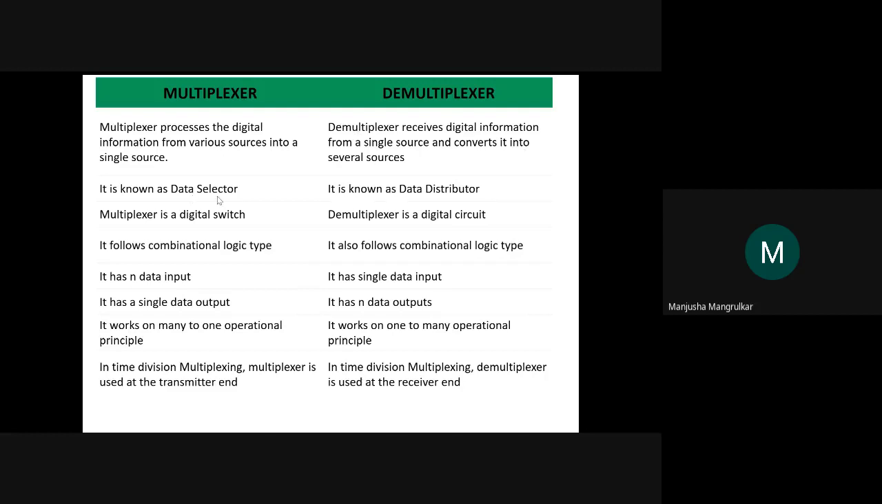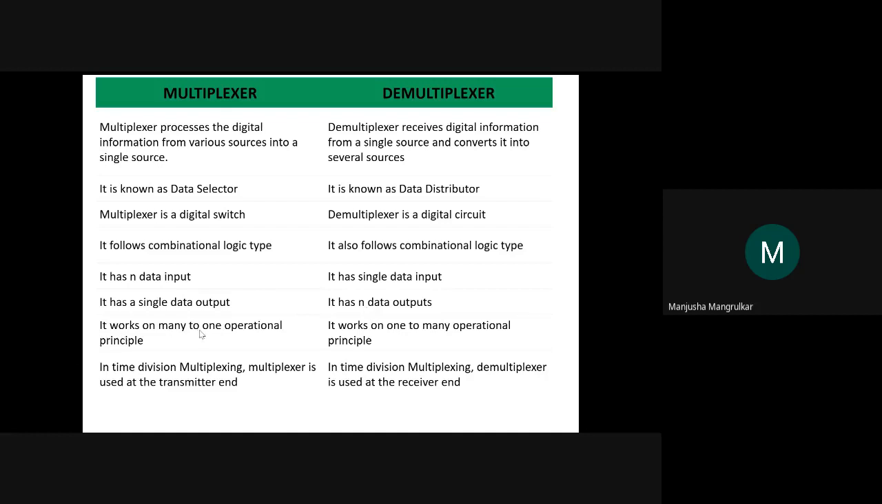The multiplexer is known as a data selector. The demultiplexer is known as a data distributor. Multiplexer is a digital switch and demultiplexer is a digital circuit. Both follow the combinational logic type. The multiplexer has n data inputs and a single output. The demultiplexer has a single input and n data outputs.